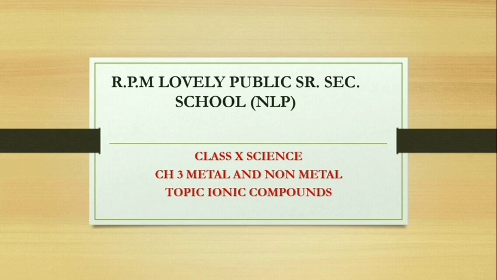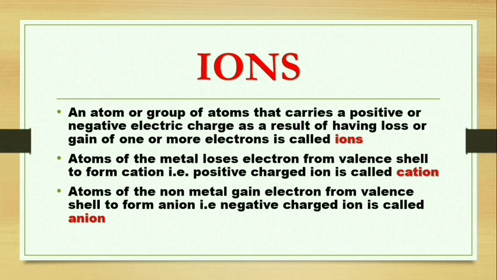Class 10th Science, Chapter 3 Metal and Non-Metal, Topic Ionic Compounds. Ions: an atom or group of atoms that carries a positive or negative electric charge as a result of the loss or gain of one or more electrons is called an ion.